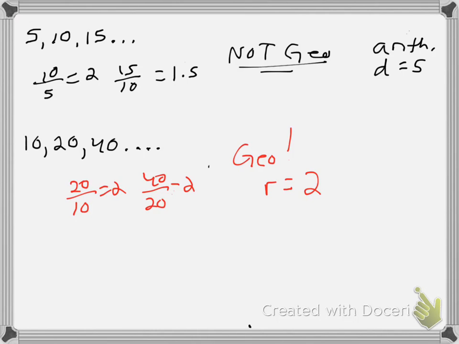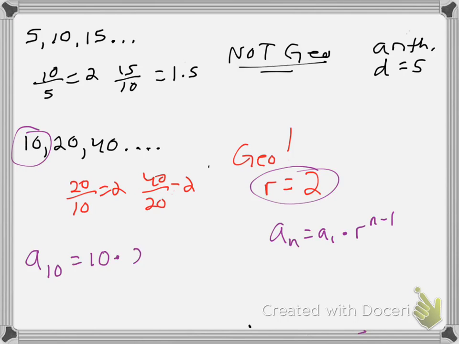So let's expand on that and find the 10th term in this sequence. Hopefully you recall that for geometric, a sub n equals a1 times r to the n minus 1. So if I want to know the 10th term, I take the first term, multiply it by my common ratio raised to the n minus 1 power. So 2 to the 9th power is 512 times 10. My 10th term in this sequence is 5,120. Awesome. Let's do another one.